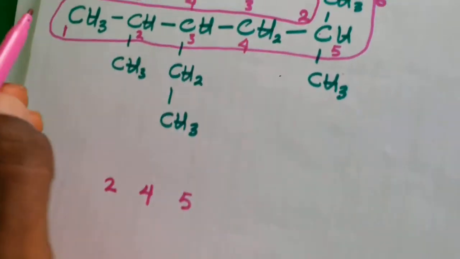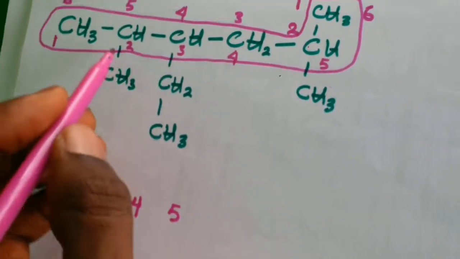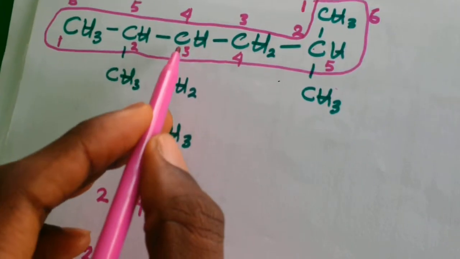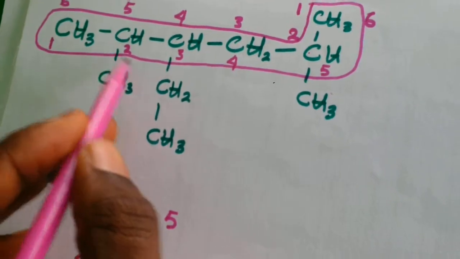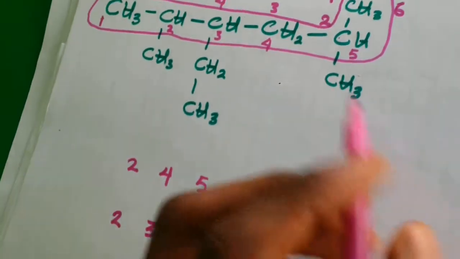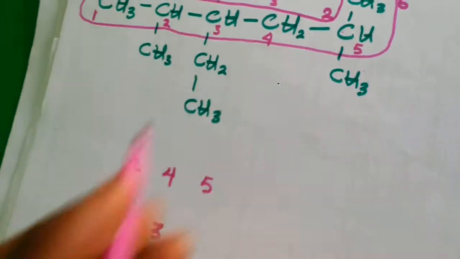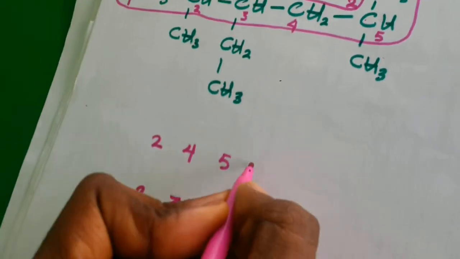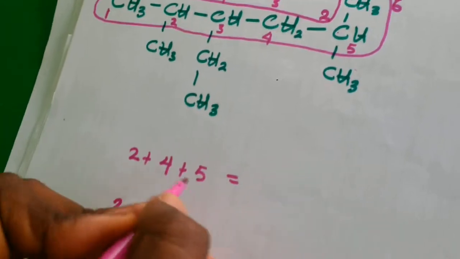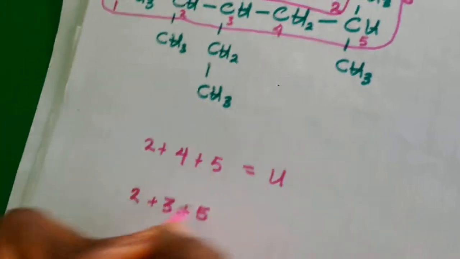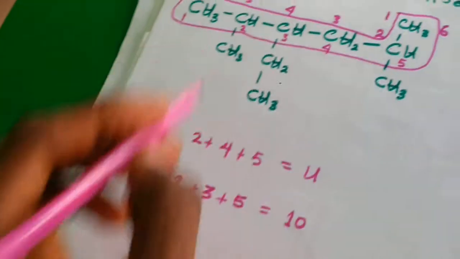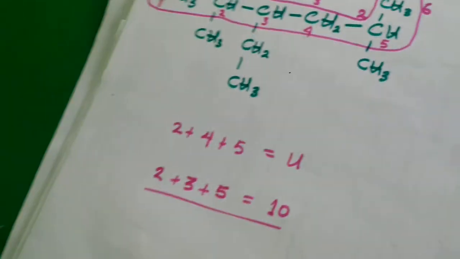Now for the bottom numbering, this methyl is on carbon 2, this ethyl is on carbon 3, and this methyl is on carbon 5. Now if we add up each, this will give us 5 plus 4, 9, 10, 11, while this will give us 8, 9, 10. So this is the lowest. So we are going with the lowest numbering.